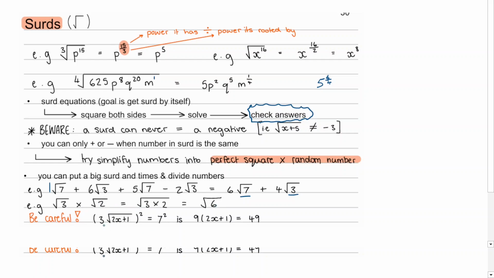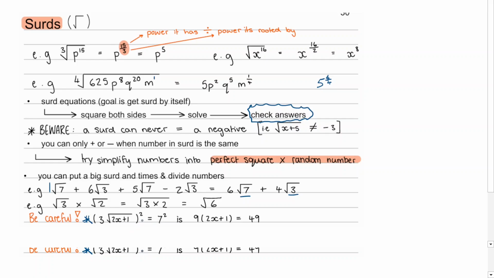Lastly, just be careful in surd equations. If you've said, okay, cool, I'm going to square both sides, then when you square a surd, it just basically cancels away, but keep it in brackets. But if there is a number in front, it must be, in this case, squared, so it becomes 9. And so this would be at the bottom here an example of how to start a surd equation.